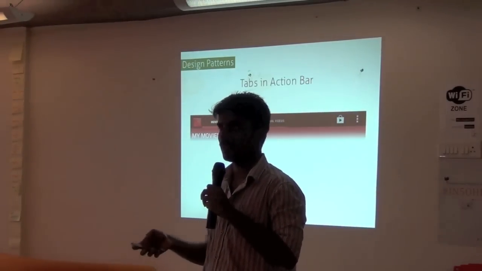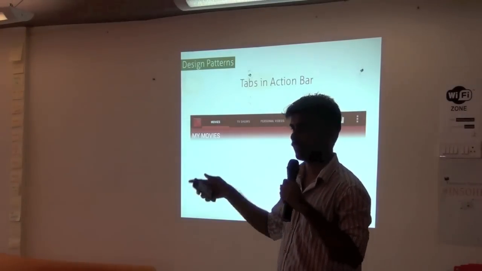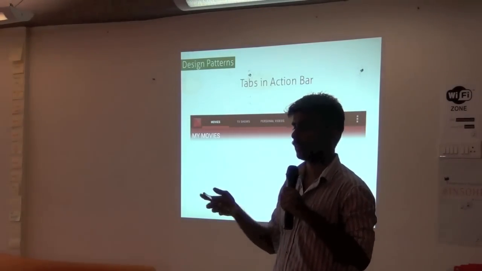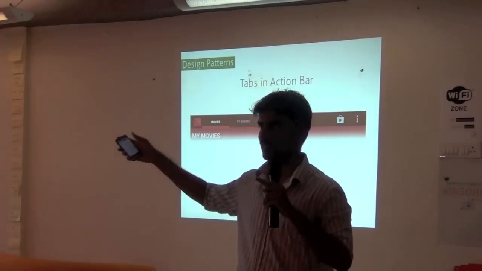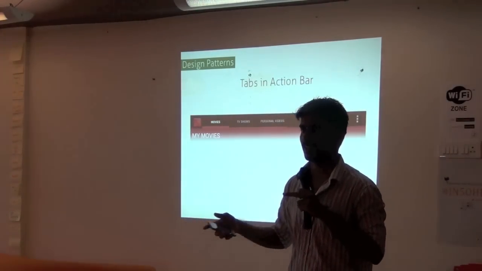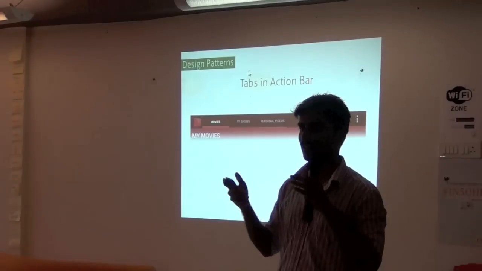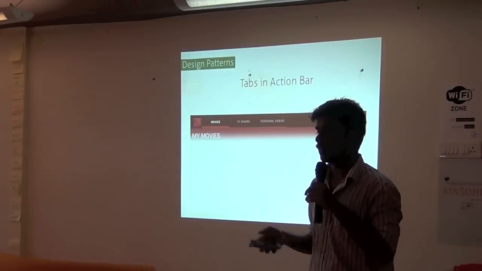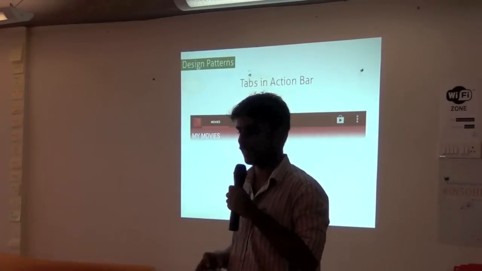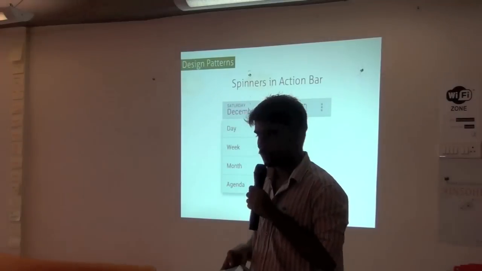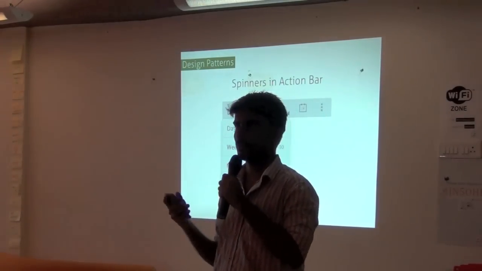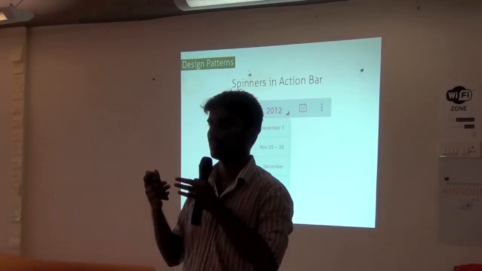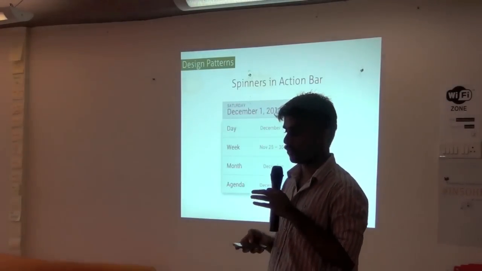So, tabs in the action bar. Tabs in the action bar are very useful when you're using a tablet layout. You don't need to put in another tab layout and make it more stretchable. You will have only three tabs and it will stretch across the whole view. So the action bar itself can have tabs. Action bars can also have spinners. It's more of a simple navigation, like filtering of the music. So those kinds of effects.